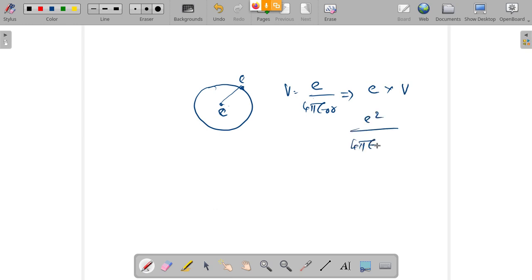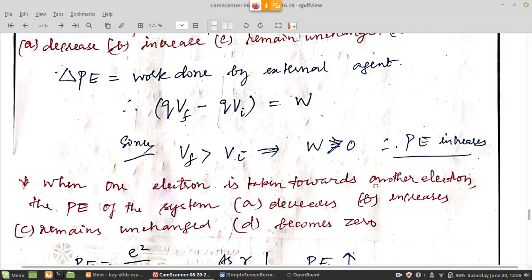Now if we bring it even closer, R decreases. So as R decreases, P should increase. P should increase. That is the answer. So P should increase is the correct choice for this.